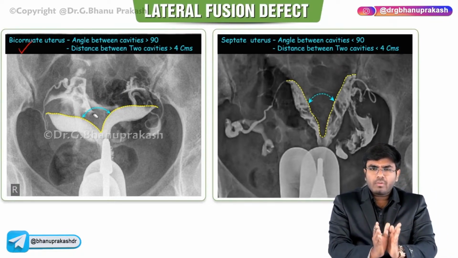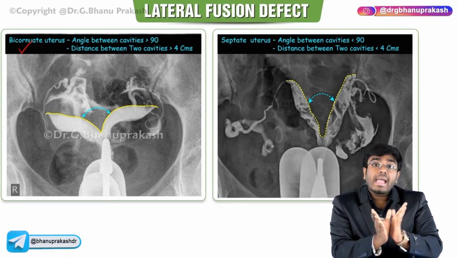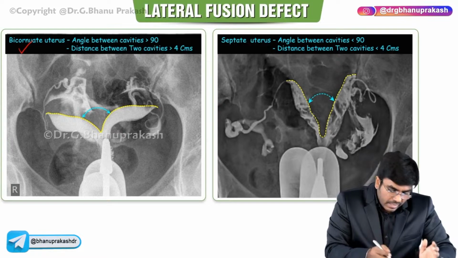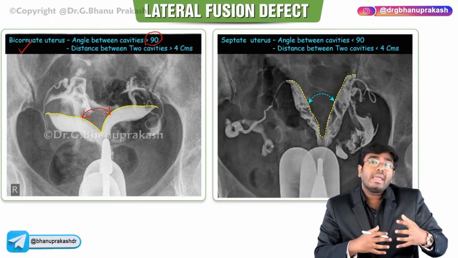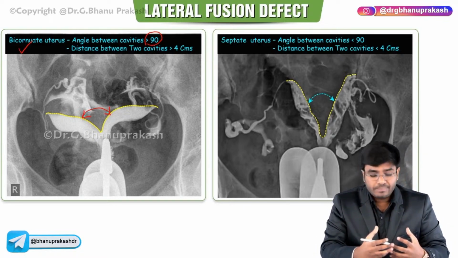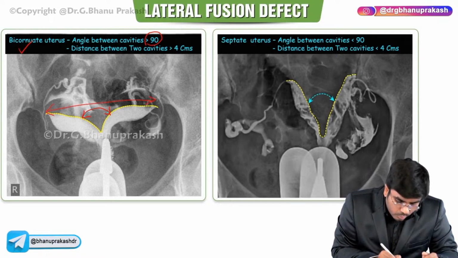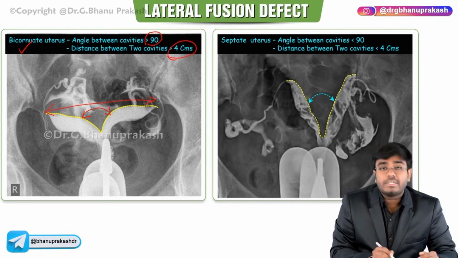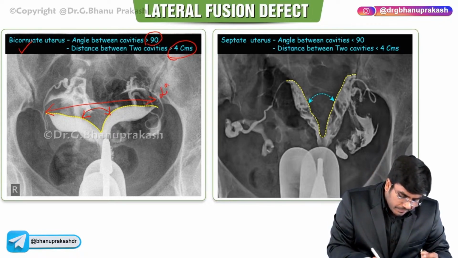Means if it's a bicornuate, there will be more angle. It's not an acute angle; the angle will be more obtuse. If the angle is more than 90 degrees between both the horns, then this is more likely to be a bicornuate uterus. And if the distance between the two horns is more than 4 centimeters, then this uterus is more likely.